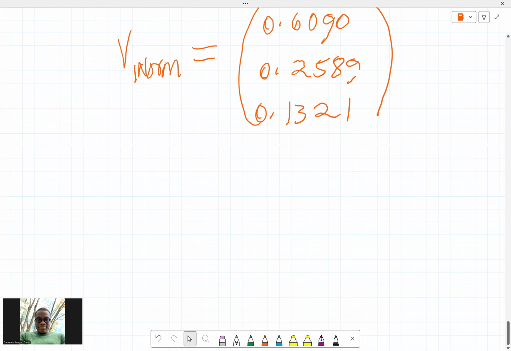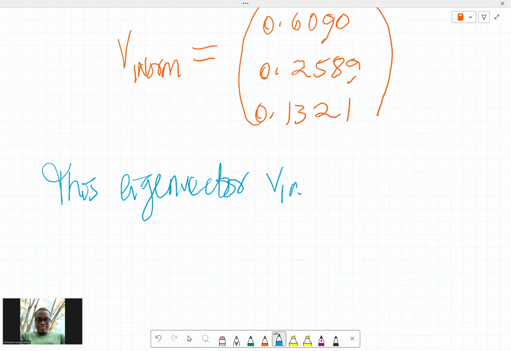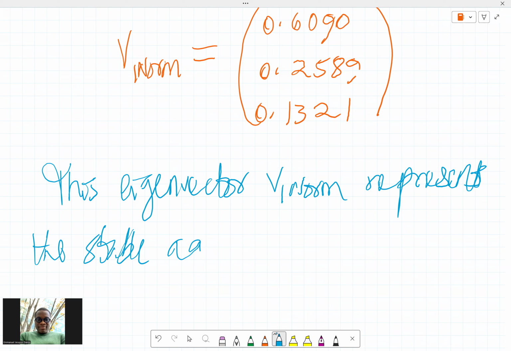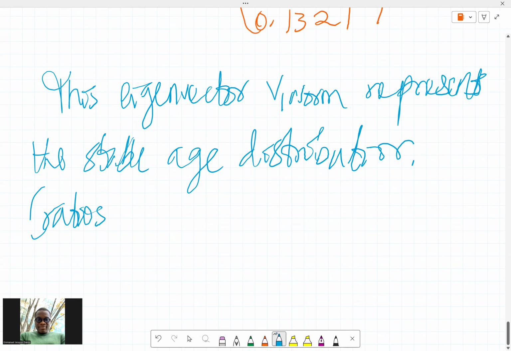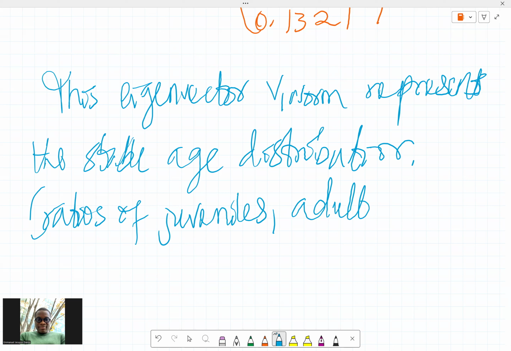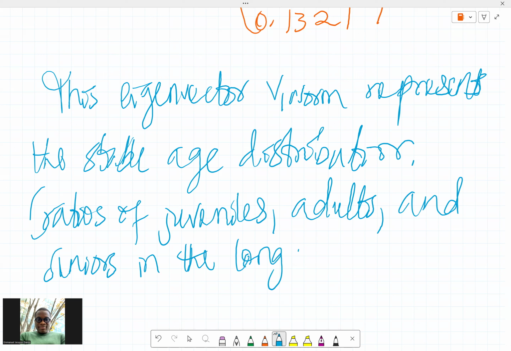So this eigenvector, V1 norm, represents the stable age distribution. That means after a very long time, the stable age distribution talks about the ratios of juveniles, adults, and seniors. Okay, all of this in the long run. That's what the stable age distribution is in the long run.